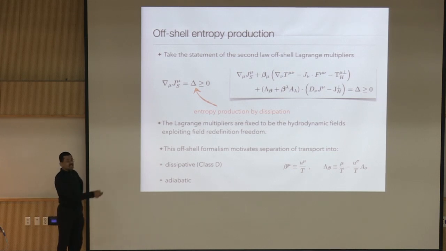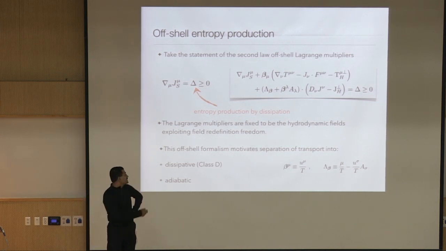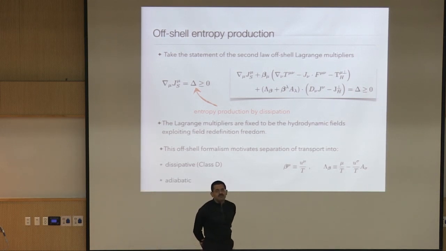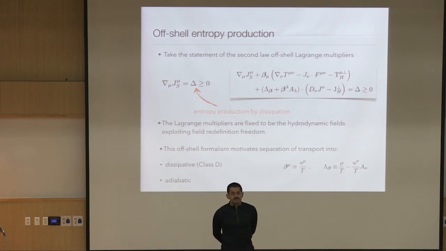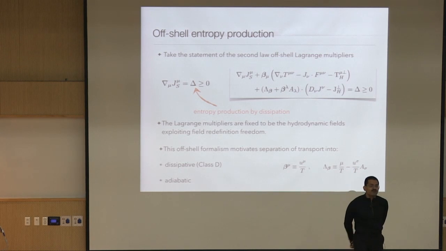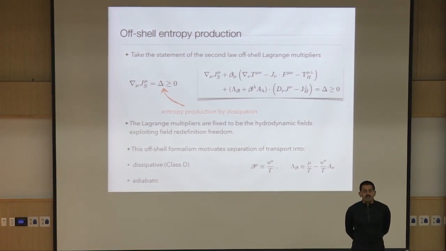But then it will turn out, and this was a surprise to us, some elements of this were known, but I don't think structurally it was very clear a priori that this is going to happen, that there's a lot of transport that is not dissipative. A lot of transport that's what we call adiabatic, because it leads to non-trivial flow of energy and momentum, and perhaps even a non-trivial entropy current, but no entropy production.